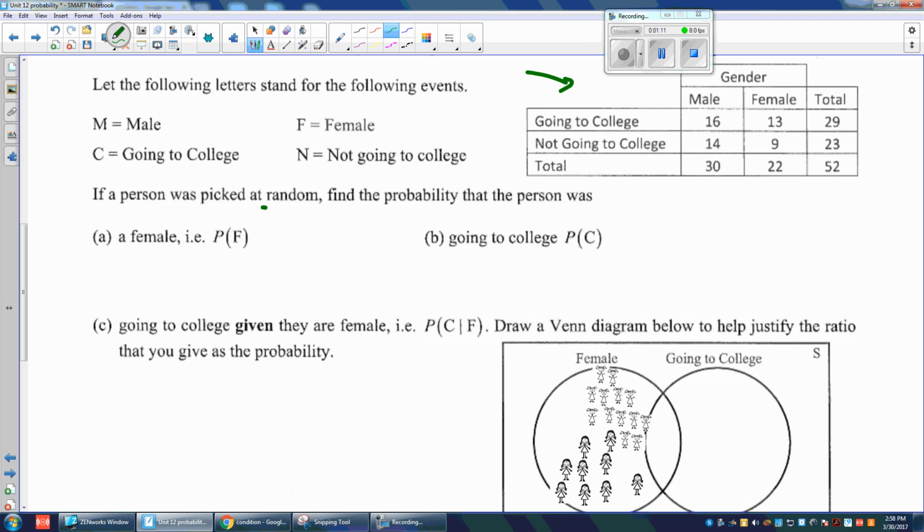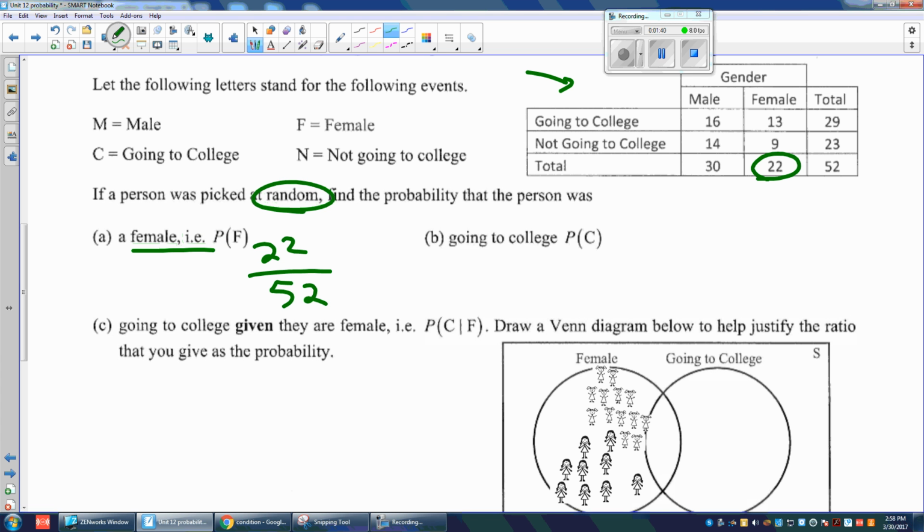Now, if a person was picked at random, find the probability the person was a female. How many females are there? There are 22 females. Out of everyone, the total was 52. So it's 22 out of 52.